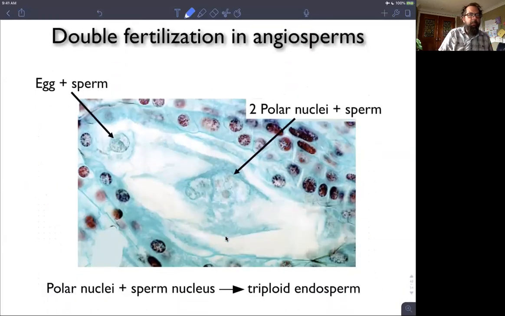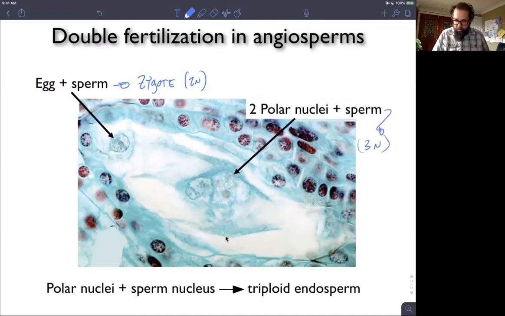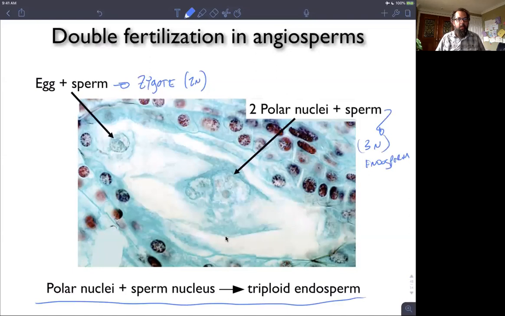And so just to see that in a little bit of a different view, we've got egg plus the sperm. That's going to create the zygote. And then we have our two polar nuclei plus that other sperm cell, and this creates our triploid endosperm. I have that written right here. So the polar nuclei plus the sperm nucleus makes triploid endosperm, which is that nutritive tissue for the developing embryo.